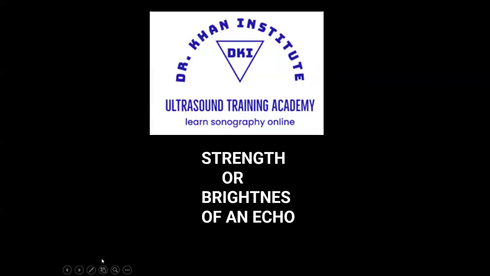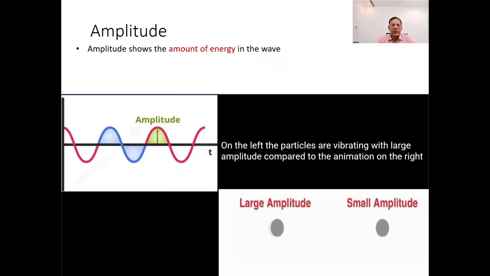Hello everybody. Today we will discuss the strength or brightness of an echo in an image, which depends on three factors: amplitude, power, and intensity of a sound wave. We have already studied that as a sound wave travels through a medium, the particles of the medium vibrate back and forth about their fixed positions.